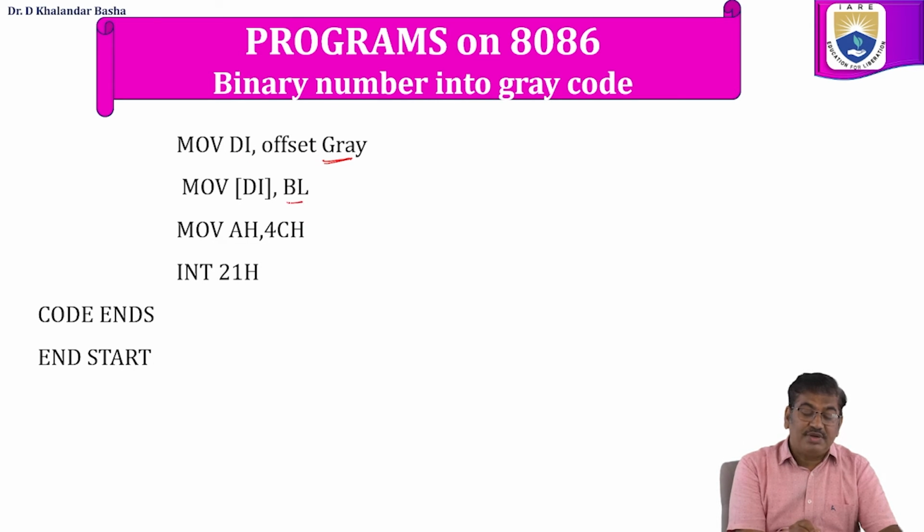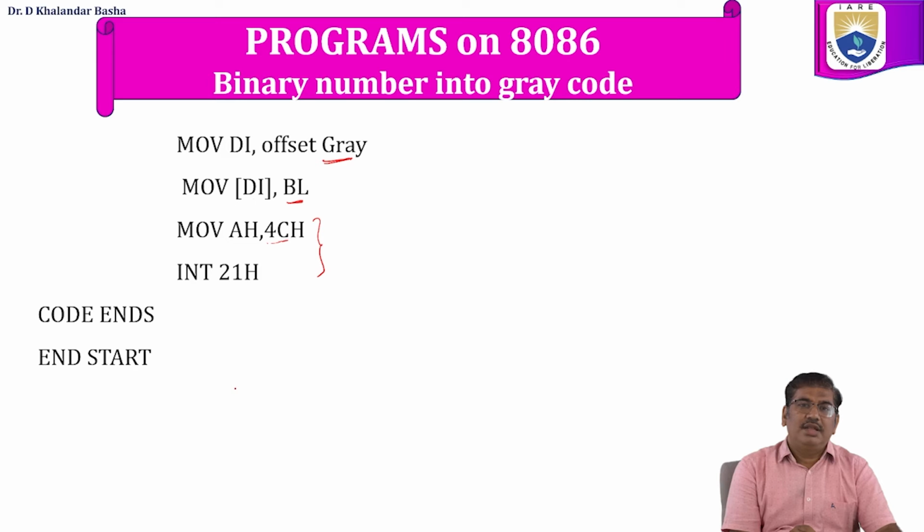Now the result which is present in the BL register, we are going to load into that memory location by using the instruction MOV [DI], BL, where DI points to the memory location. Into this memory location, we want to load the BL register contents. Next, we want to terminate the program. For terminating the program and returning to the DOS prompt, we are going to execute INT 21h by calling the function with the value 4ch. For that we use the instruction MOV AH, 4ch, then we generate INT 21h.